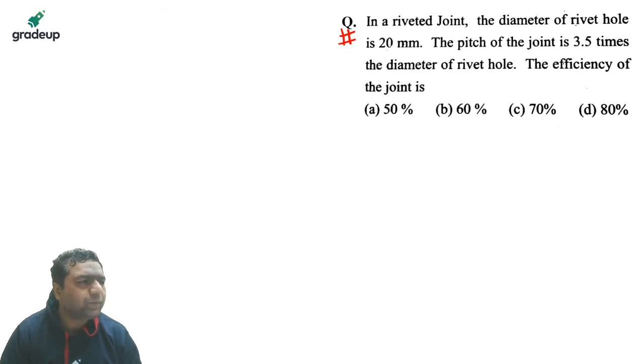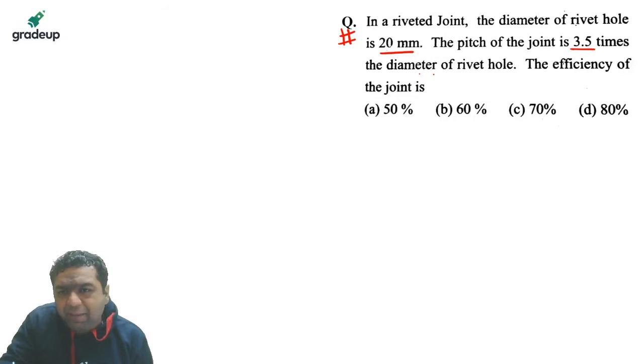Here only. Yes, this is the question from riveted joint. In a riveted joint, the diameter of rivet hole is 20 mm. The pitch of the joint is 3.5 times the diameter of rivet hole. The efficiency of the joint is.